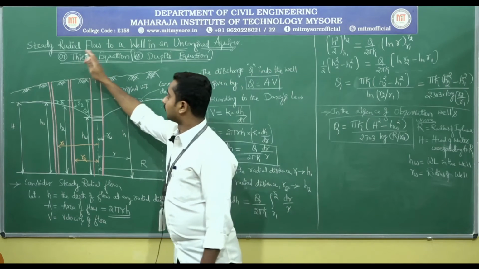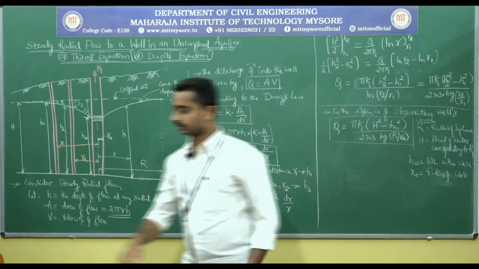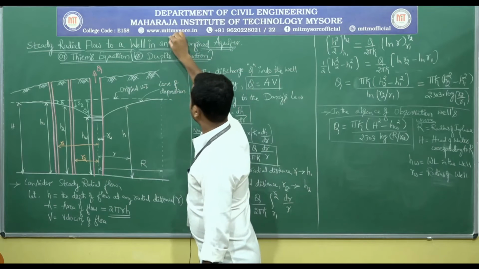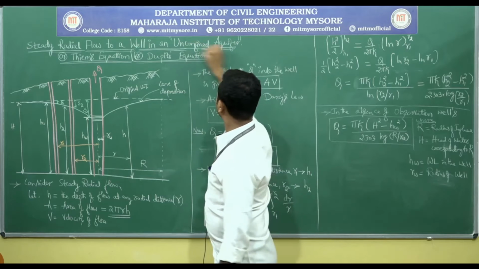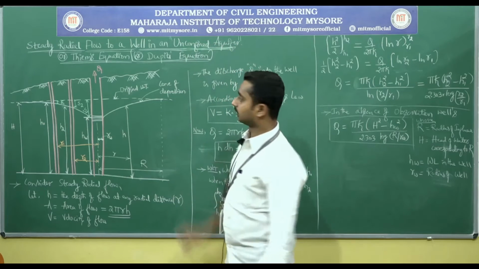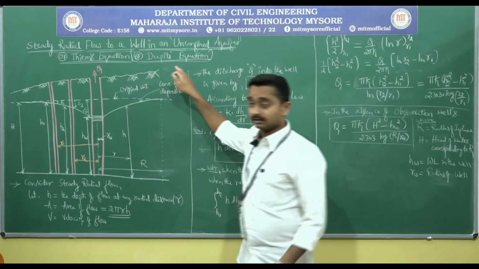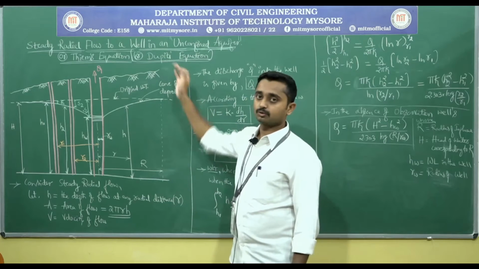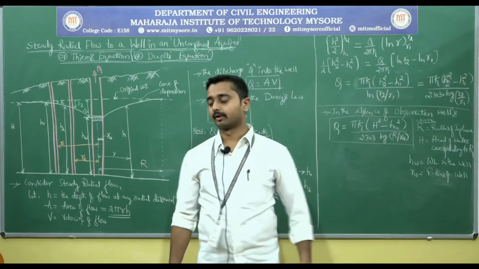So, steady radial flow to a well in an unconfined aquifer. In an unconfined aquifer, with an observation well, it is Thiem's equation, and when there is no observation well, the same equation is called Dupuit's equation. I'll tell you those things in this part.